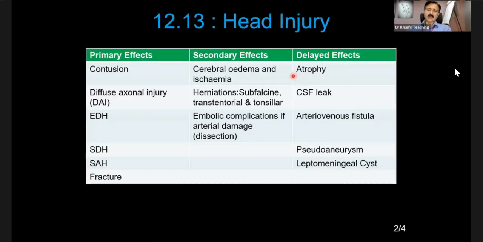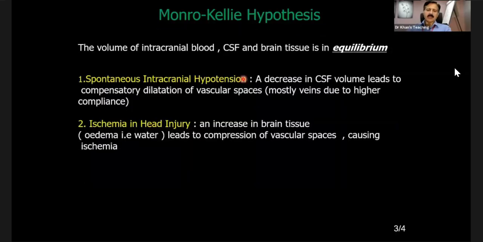So, you see, this is what we are talking about, cerebral edema and ischemia. We did cover it before also, but just to repeat because it has come in the exam. The intracranial cavity is a closed space, and three things are there. One is blood. Blood is within the vessels. Then is the CSF, which is in the ventricles and subarachnoid space. And then is the brain tissue. So they have to be in equilibrium. If one thing increases, then the other has to decrease.